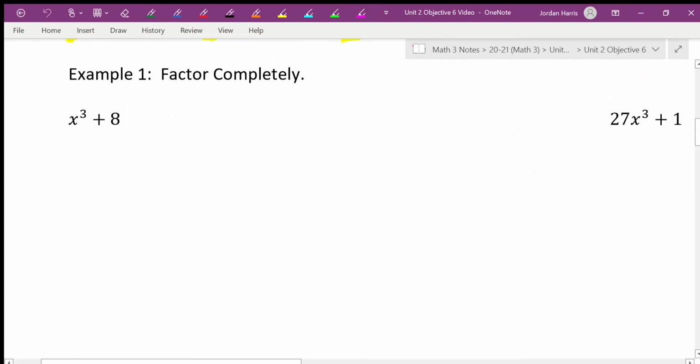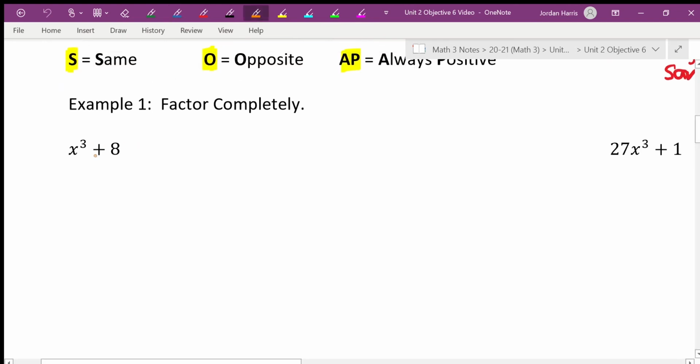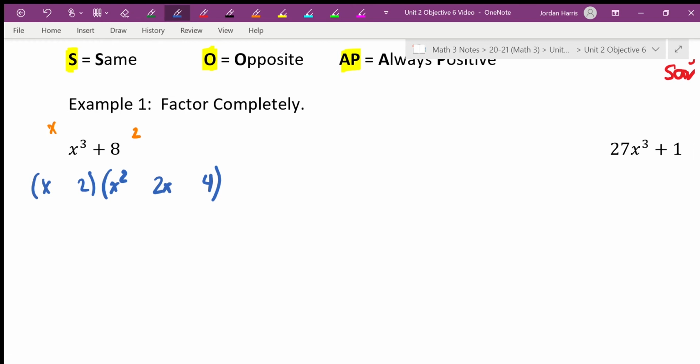So example 1, we're looking at perfect cubes here. By the way, a big hint is the x cubed. You always look for GCF first. There's no GCF, so this is x and 2. A equals x, b equals 2. So when I do this, it's a, b, a squared, a times b, b squared. It's always the same. A, b, a squared, a times b, b squared. Okay, and then we do the signs. So same, opposite, always positive. And there we have it. We are factored.